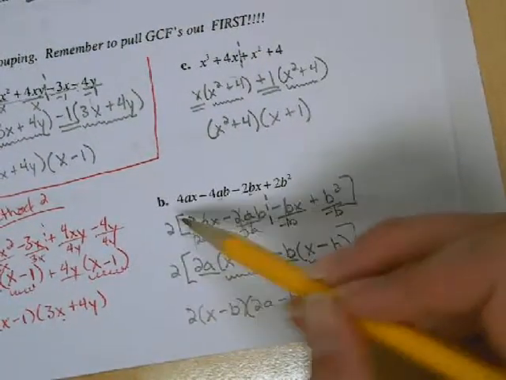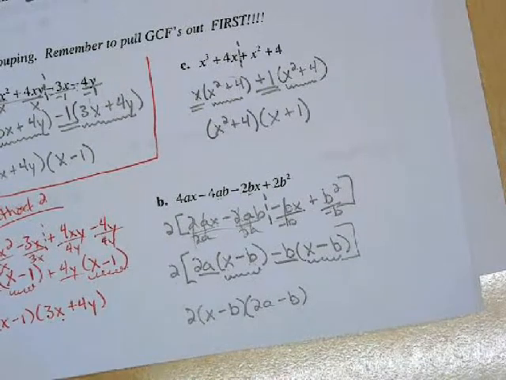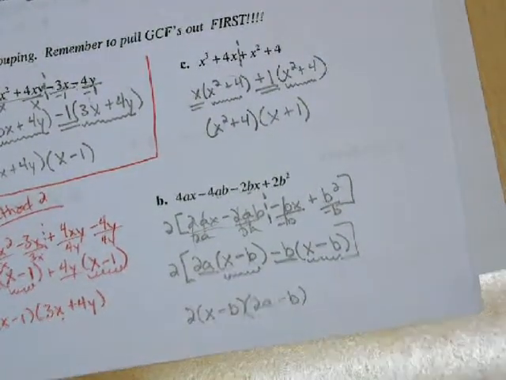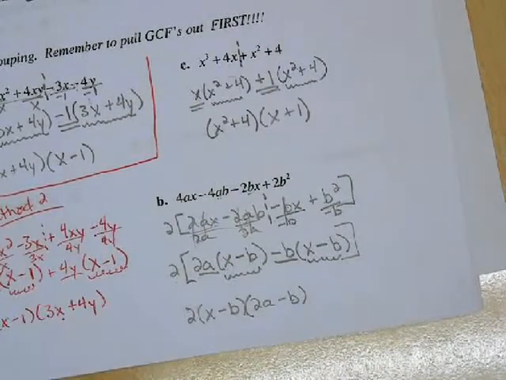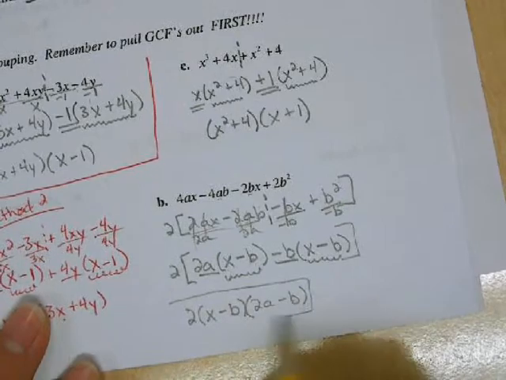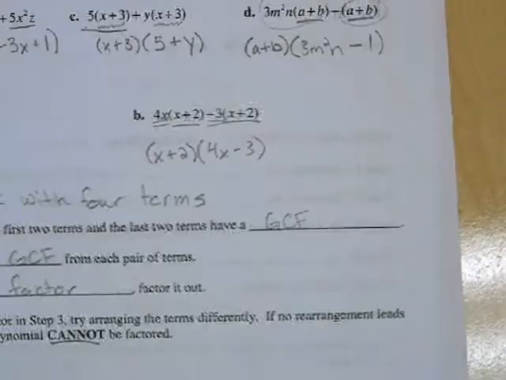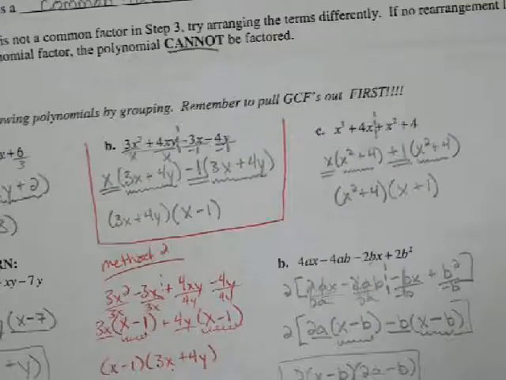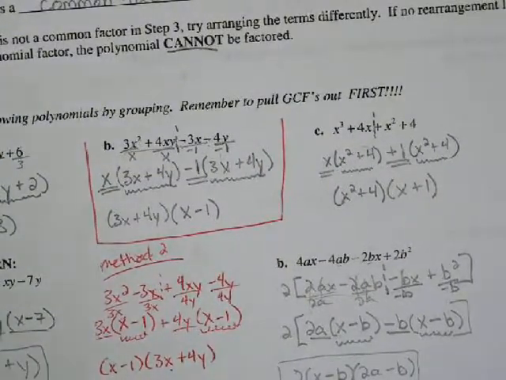That's why I use my brackets. That way it doesn't accidentally get multiplied in. You don't want to end up with a 4a here. That's going to change your answer. So you want to leave that number out front all the way down. Just make sure that ends up in your final answer. So that's the end of factoring by grouping and factoring out GCFs.